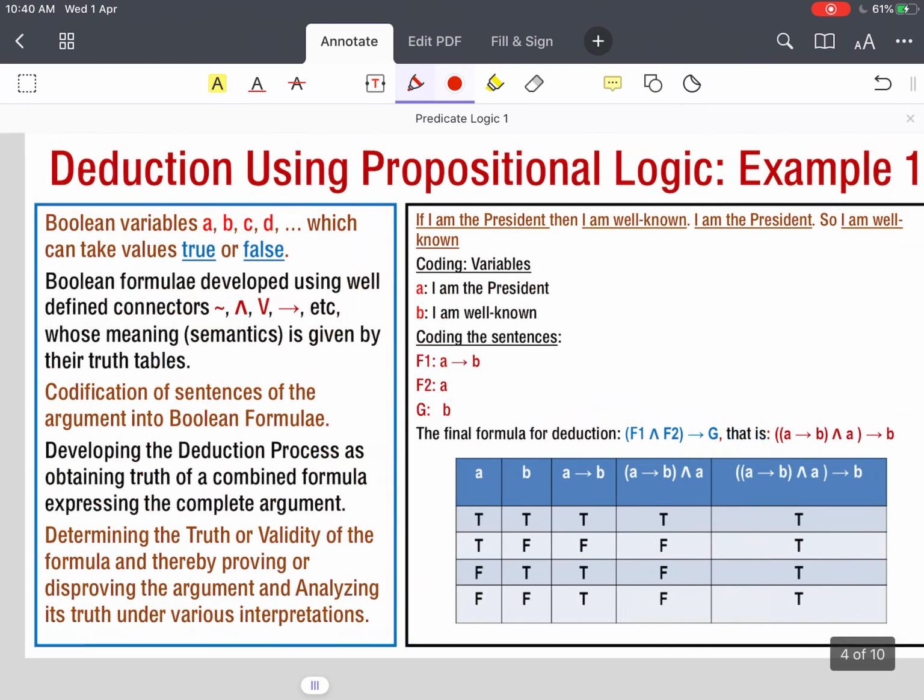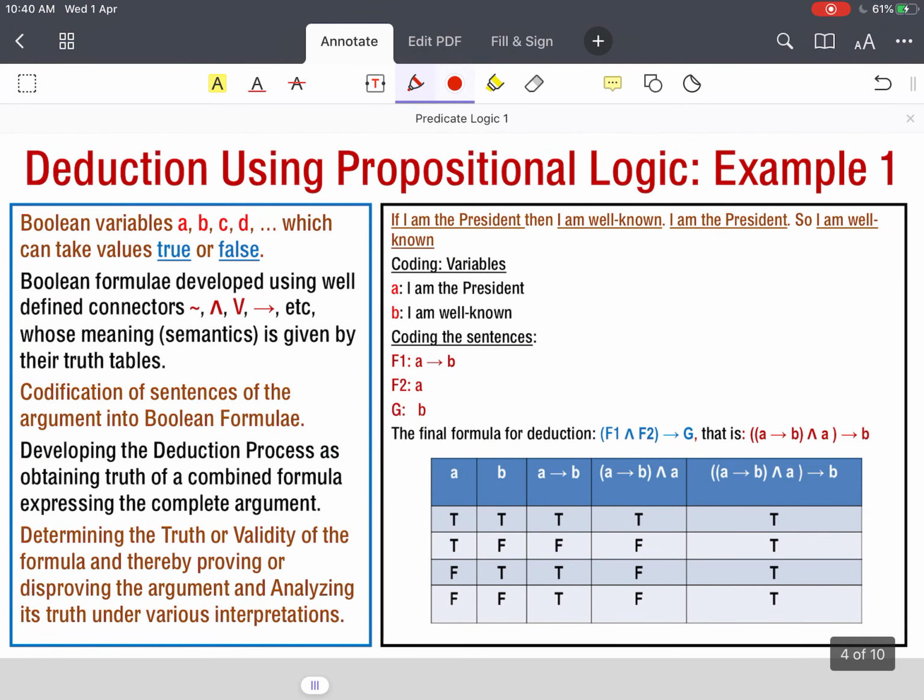There are various ways of proving this is a tautology. One simple way is by creating what are called truth tables. So here is a truth table. The truth table has A, B, and all possible combinations of A and B, which means A could be true, A could be true and B false, A could be false and B true, or both could be false.